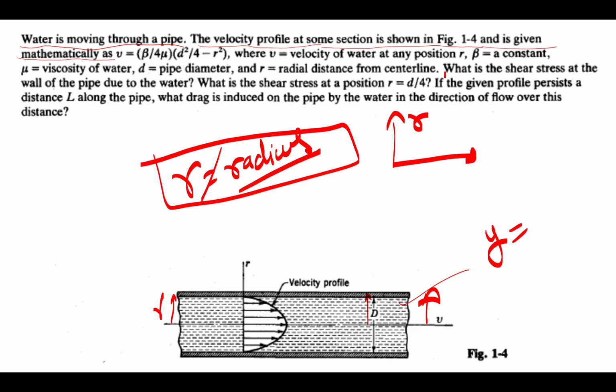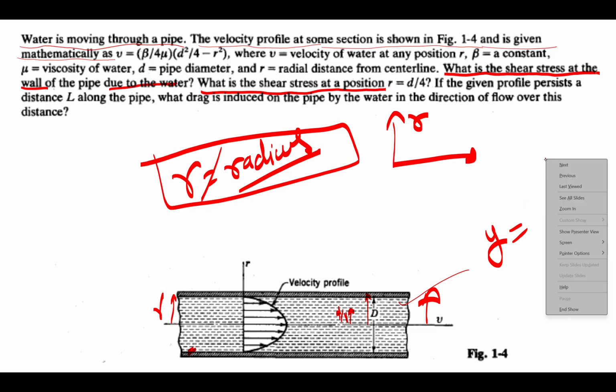Okay, and what is the shear stress at the wall? We need to calculate the shear stress at the wall of the pipe due to the water. And what is the shear stress at the portion where r is equal to d by 4? If the given profile persists over distance L, what drag is induced in the pipe? You need to calculate the drag also.